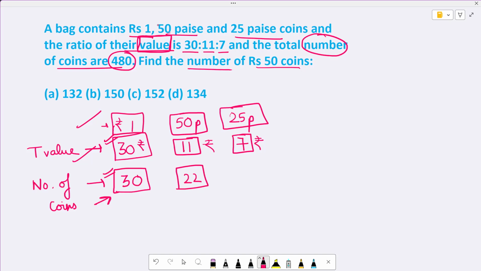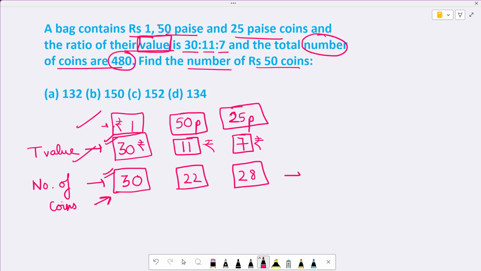So here we have, okay, 7 from 25 paise coins, we need to make 7 rupees. So how many coins will we need? We will need to multiply by 4 here, and so we'll need 28 such coins, right? To make 7, and here 22.